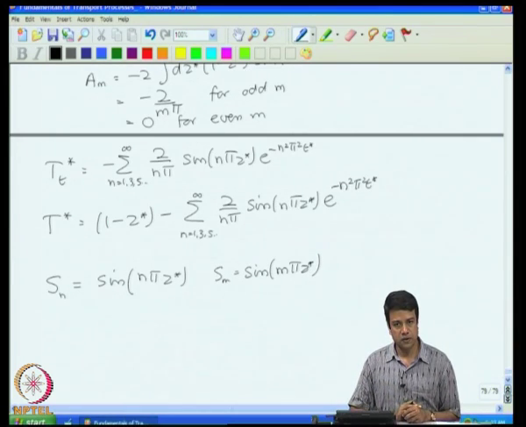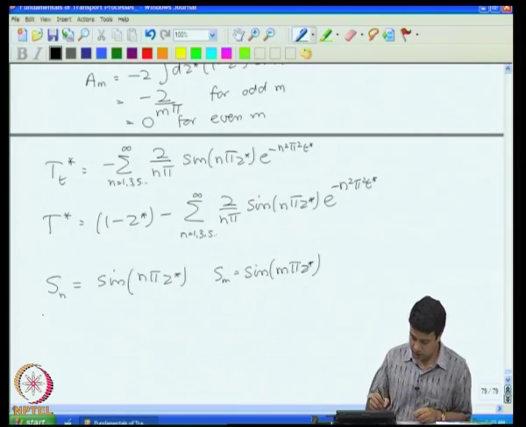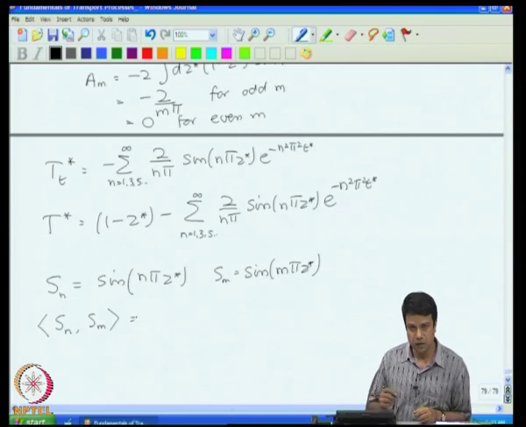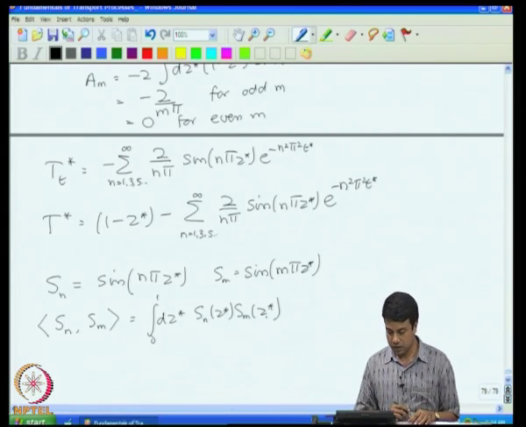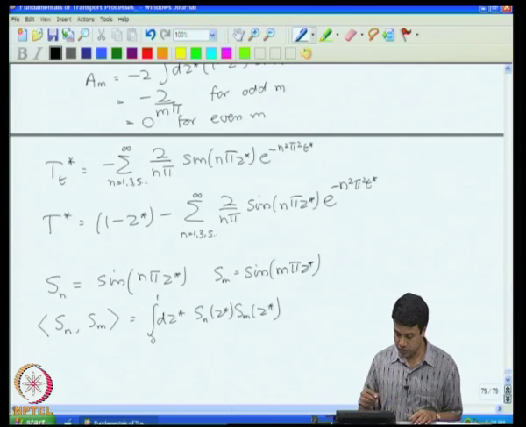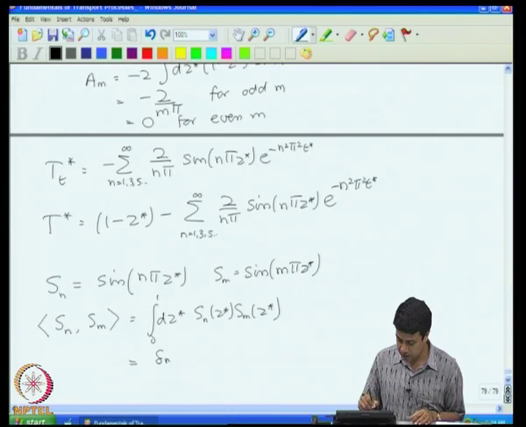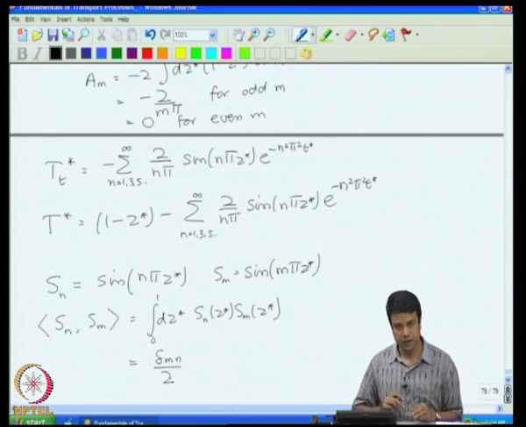I can define what is called an inner product of these two functions. I will use angular brackets: <Sn, Sm> is equal to the integral from 0 to 1 dz of Sn of z times Sm of z. And I did the calculation to show you that this is equal to delta mn by 2.